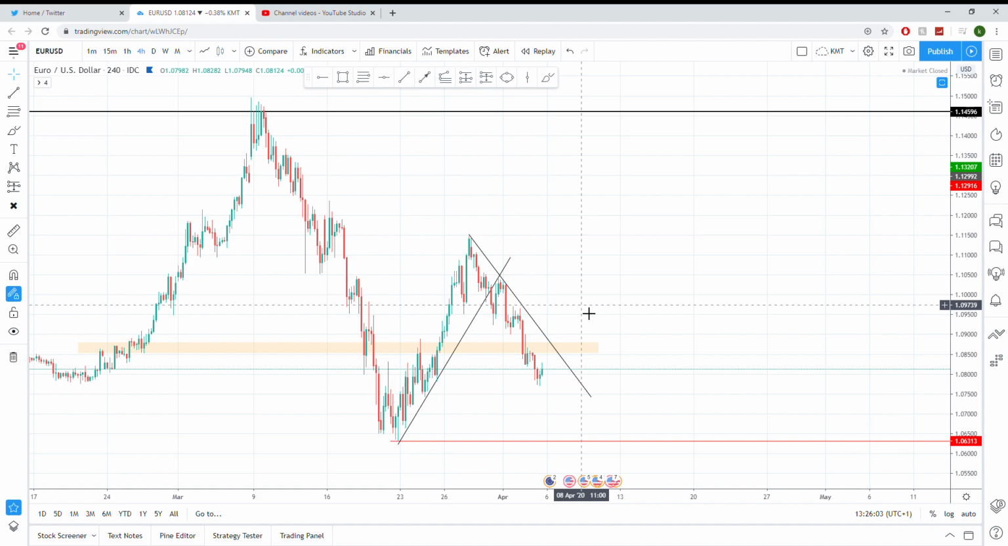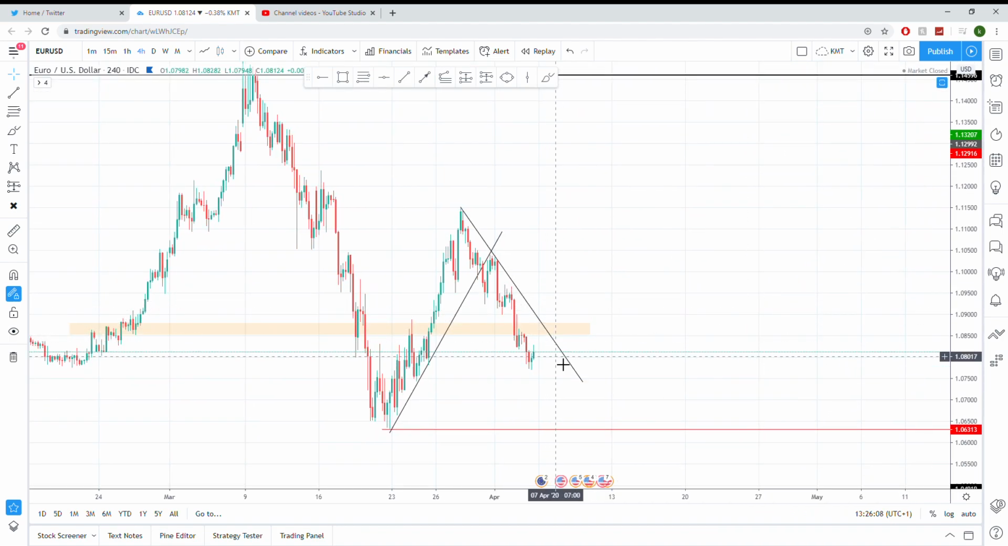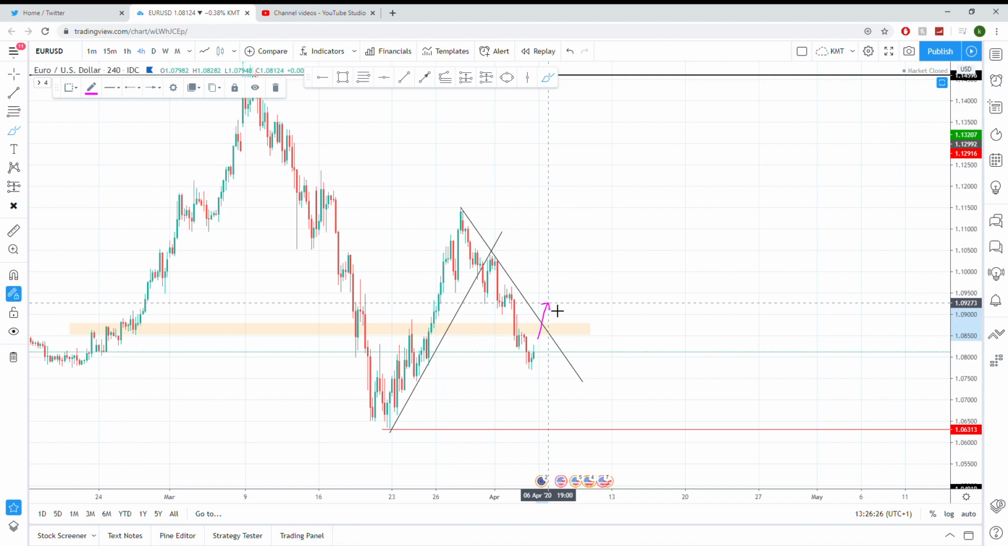So Euro USD push to the downside. We are looking still short this. Current momentum is to the downside, aiming towards 1.06 again. But if we do look for a possible buy, it would be in violation of this zone. So this is at 1.085 to 1.088. Again, push to the upside, and then the pullback, and again push.